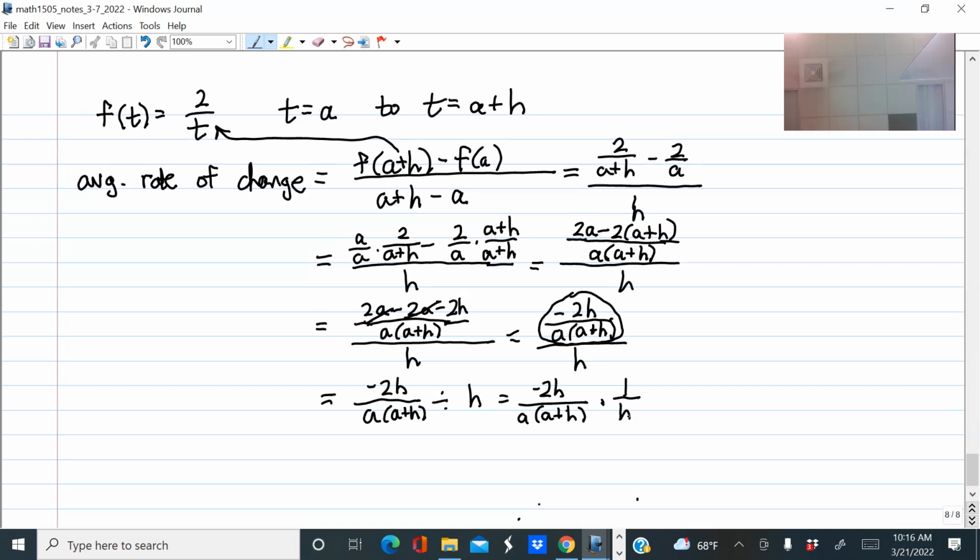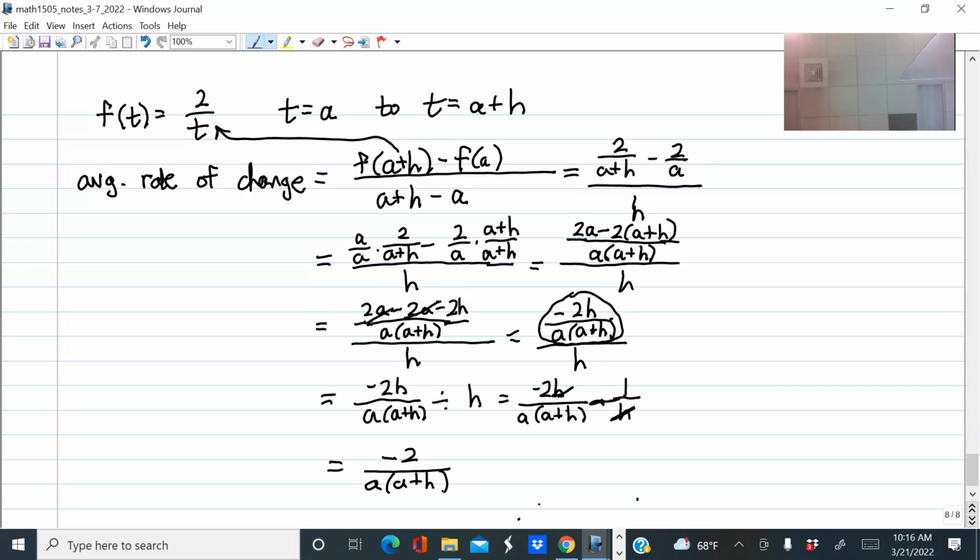Now, why have I helped myself? Because what's going to happen here when you multiply? The h's cancel out. Perfect. So the h's end up just canceling, and that's exactly what I want. So I end up with minus 2 over a times a plus h, and just leave it like that. That's it. That's fully simplified.